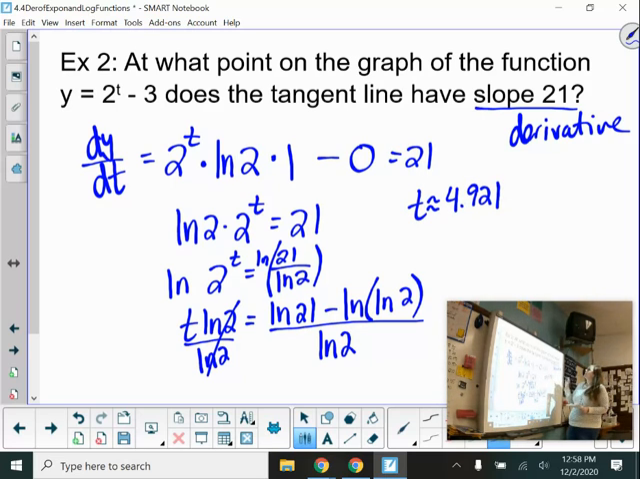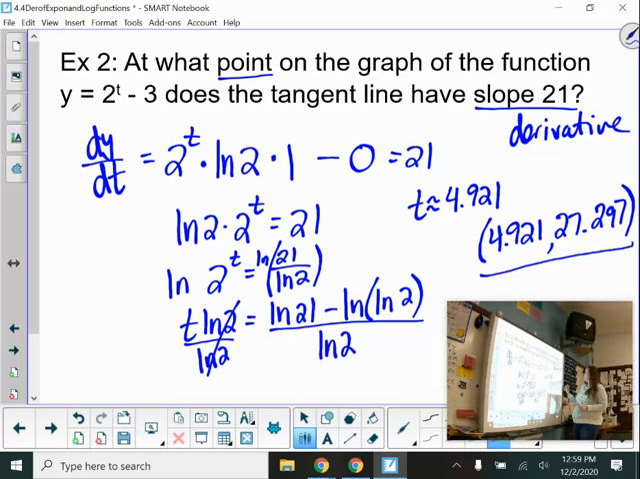So your t value, you take my word for it, is 4.921. Now it does say at what point, so we do have to get the y value as well. And so you would plug in the 4.921, and actually you might want to keep a couple of extra decimals when you're plugging in just to get an accurate value for y. But when you plug that back in for t in the original, you get 27.297. So this would be the point where it would have a slope of 21.